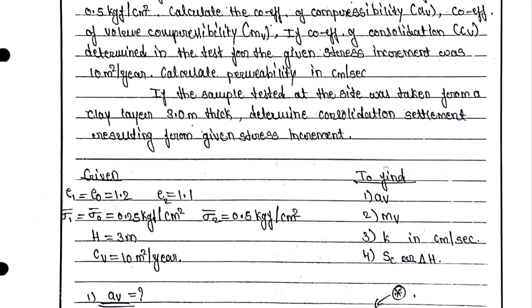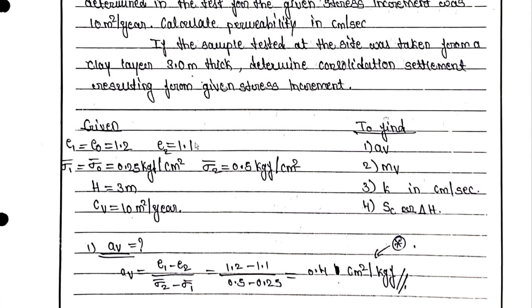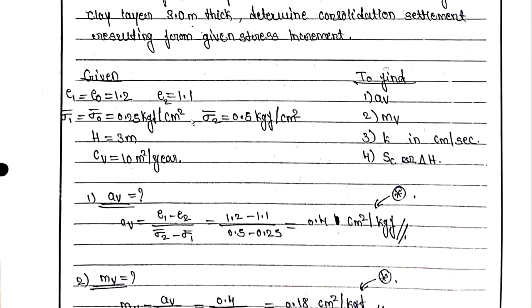So capital H is equal to 3 meter, which they have given, a 3 meter thick soil layer. About the drainage they have not mentioned, so we are going to consider it as single drainage only. So we are going to keep H is equal to 3 meter itself. Now cv is equal to 10 meter square per year, so they have given. So all this data they have given.